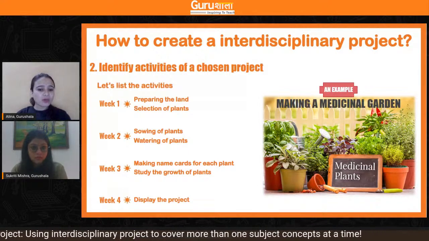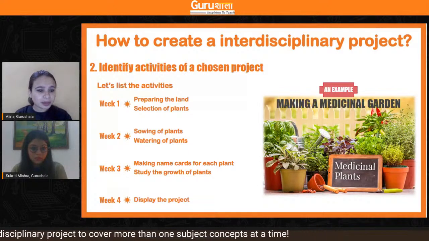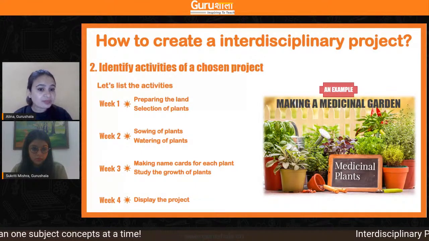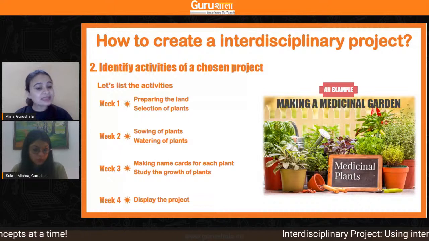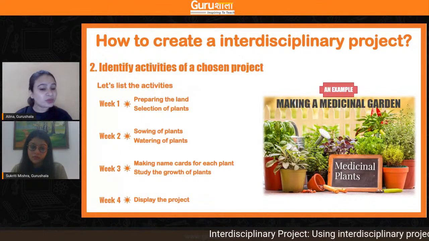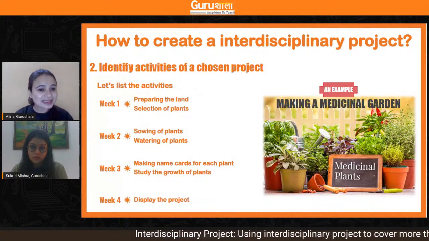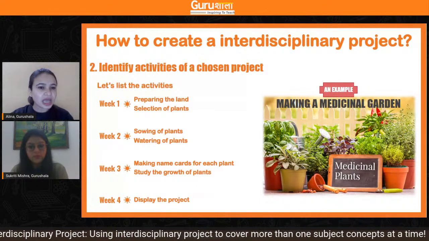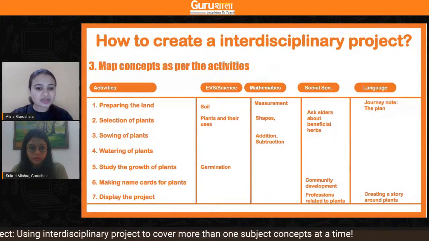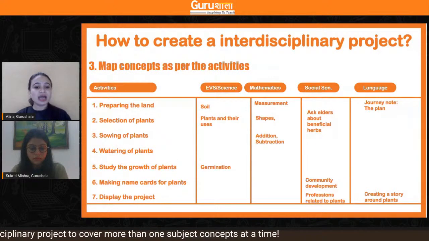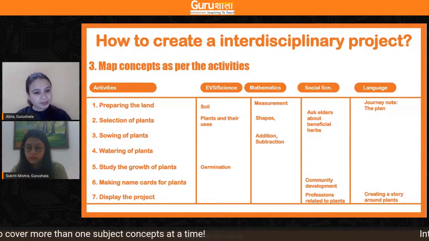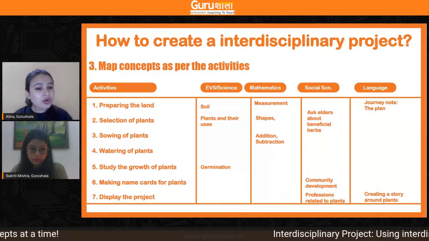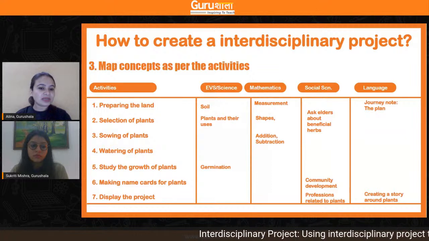So this is how teachers can give interdisciplinary projects to their students by simply following these two steps. First was identifying a project, and second is identifying activities of that chosen project. So if we just move ahead and see for a moment how the example that we were talking about, which was that of a medicinal garden, what all concepts from different subjects are being covered here.